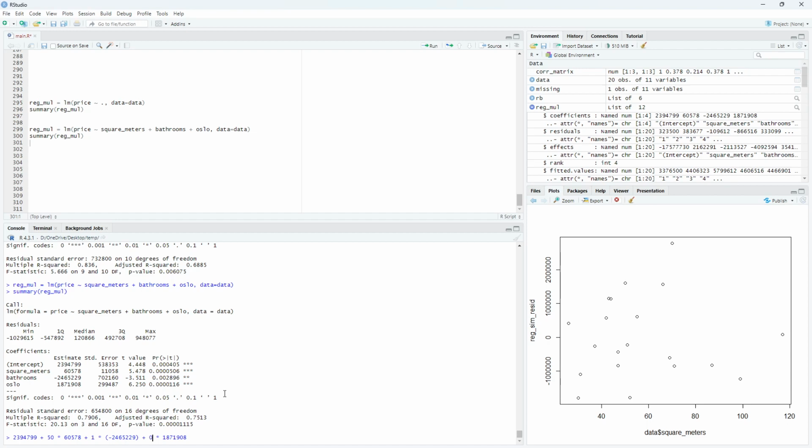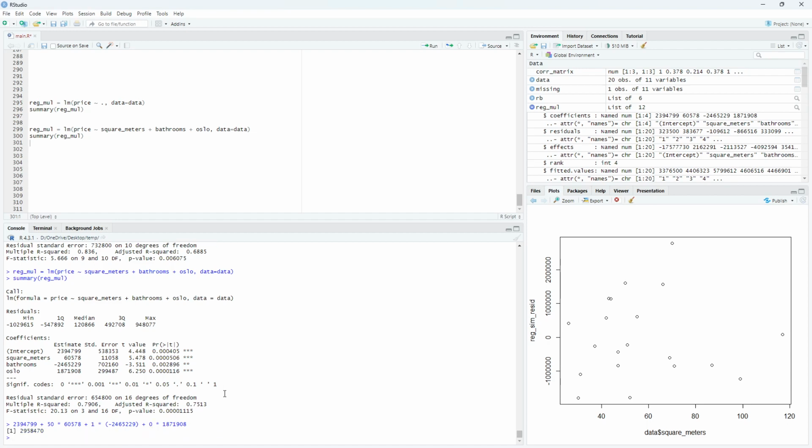So now we have an estimate of this apartment in Trondheim, which is 2.96 million kroners. So this is how we actually can use the output from this model to make a prediction.